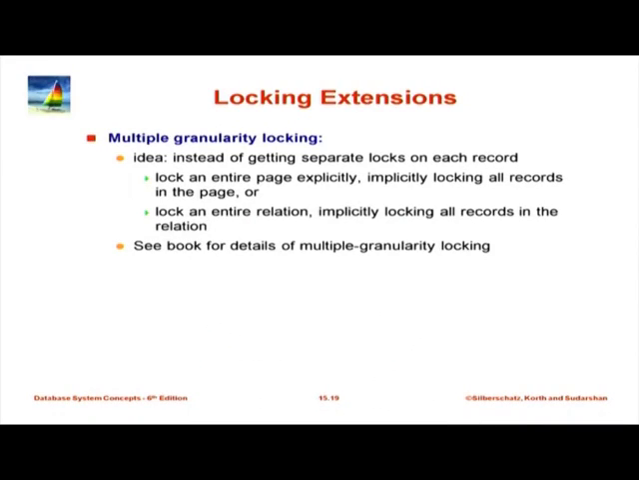Now, how do you choose which granularity? If you're using SQL, this is easy because the query optimizer knows what is going on. It has the plan. So if it's doing a full relation scan, it's going to say lock the relation. If it's doing an index scan, it will get an intention lock and then lock individual rows. It puts that as part of the plan. So that's a very brief introduction to multiple granularity locking.